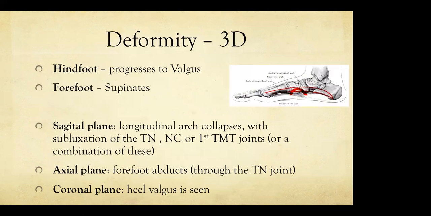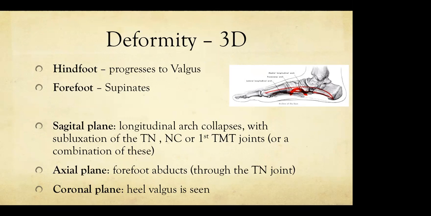So make sense. As the deformity presents, you have to visualize in your brain that it's a three-dimensional deformity. In a planovalgus foot, the hind foot progresses to valgus and the forefoot supinates to compensate for it, which will be the reverse in a cavovarus foot. In the cavovarus foot, like a CTEV, the hind foot will come in varus and the forefoot will pronate.